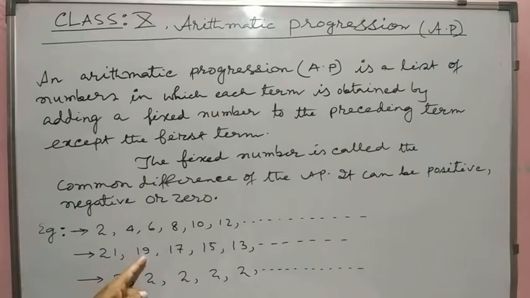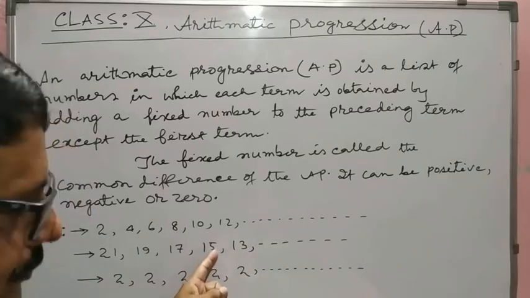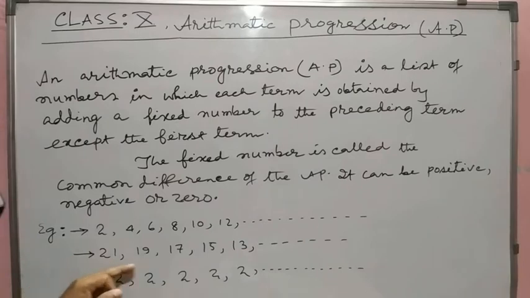Second one, 21, 19, 17, 15, 13, and so on. See, if we add minus 2, that means 21 minus 2, then we get 19. Again to get this one, we add minus 2 again, so 19 minus 2 is 17. To get this one, we add minus 2, we get 15. To get the next, we add minus 2, we get 13, and so on. So this is also in AP because each term is obtained by adding the fixed number minus 2 to the previous term.